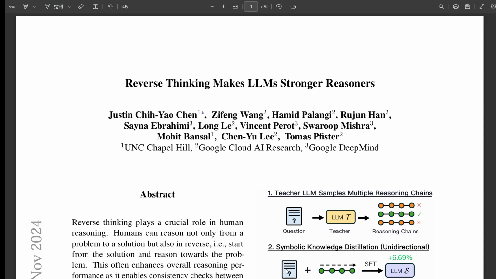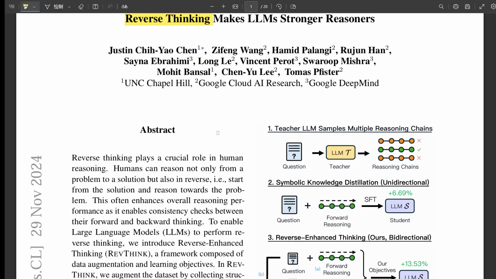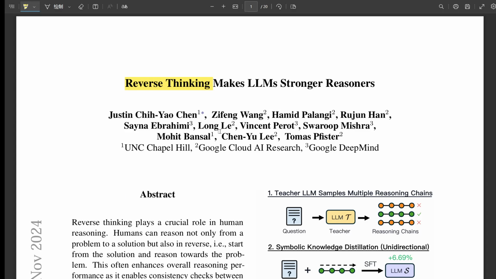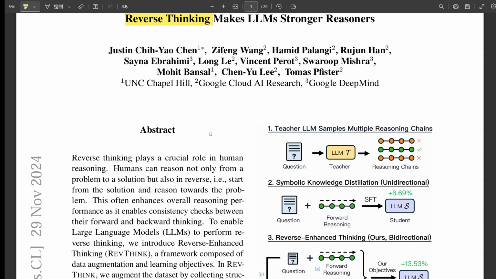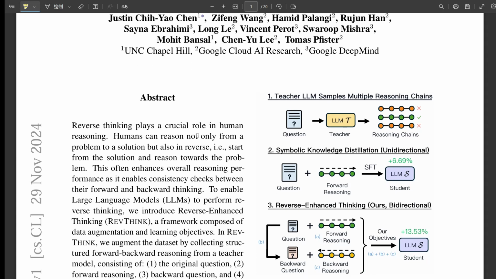Okay, so you can actually make AI better at reasoning by teaching it to think backward. It's kind of like when you're double checking your work, but instead of retracing your steps, you're working backwards from the solution to see if it all still makes sense. Yeah. And that's what this research paper we're diving into today is all about. Reverse thinking makes LLMs stronger reasoners.